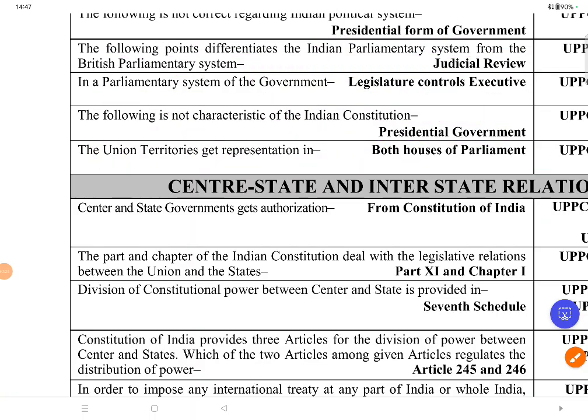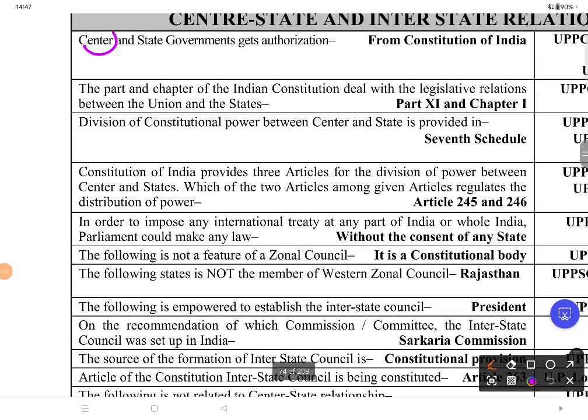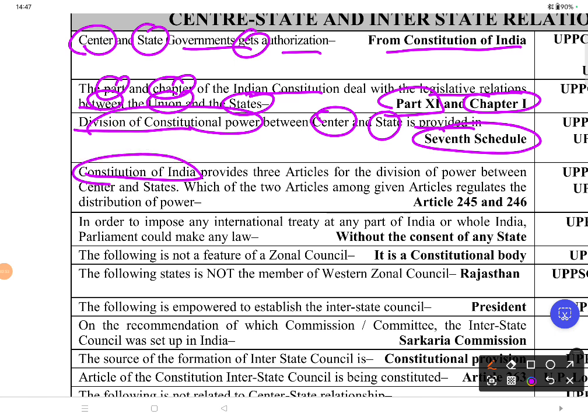Move on to the next chapter, that is center, state and interstate relations. Center and state governments get authorization from the Constitution of India. The chapter of the Indian Constitution that deals with the legislative relations between union and states is Part 11, Chapter 1. Division of constitutional power between center and state is provided in the 7th Schedule. The Constitution of India provides 3 articles for the division of power between center and state. The articles that regulate the distribution of power are Article 245 and 246.